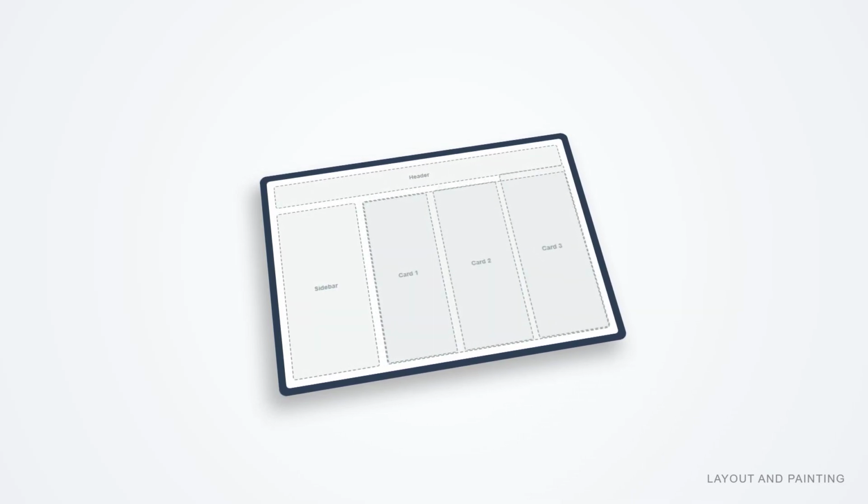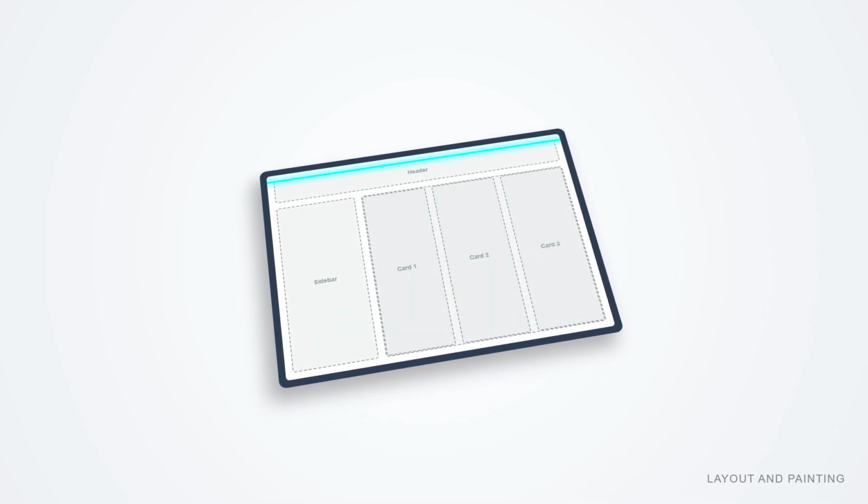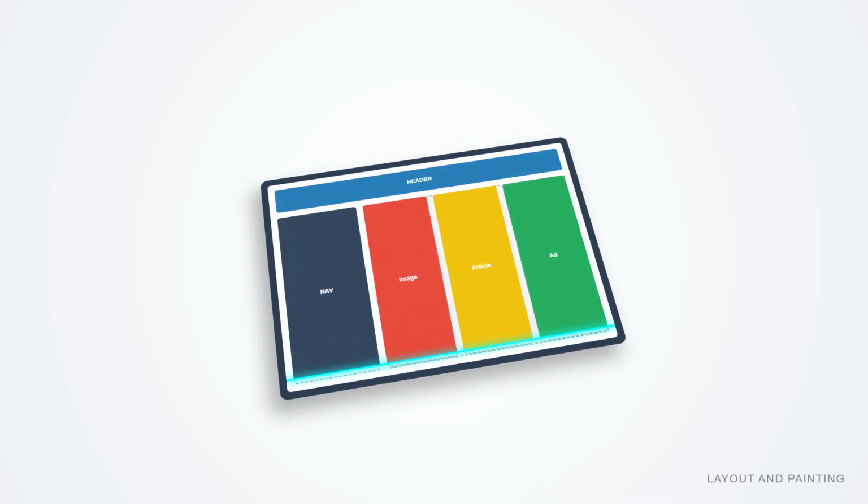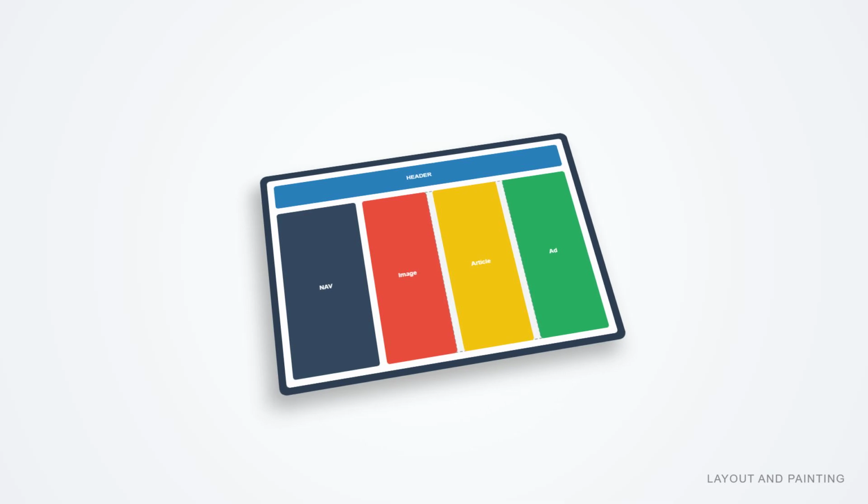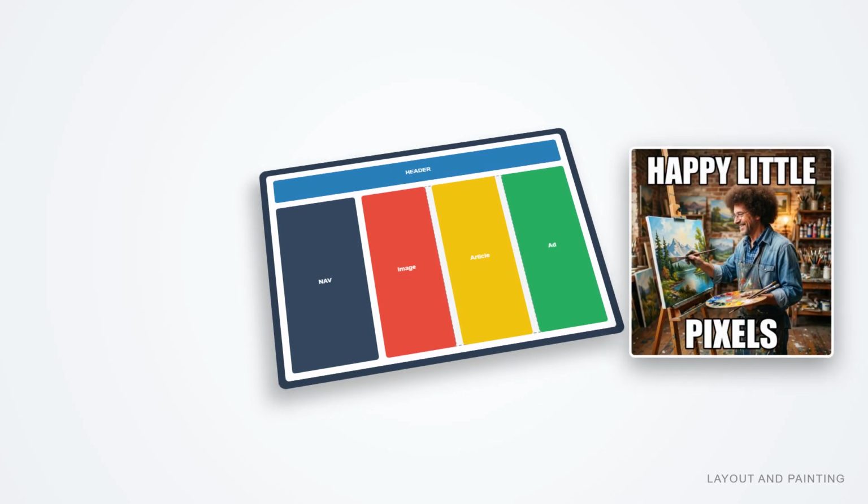Now for the layout. The browser calculates exactly where every box goes on the screen, down to the very last pixel. Finally, painting happens. The browser fills in pixels with colors, shadows, and images. It is finally alive.